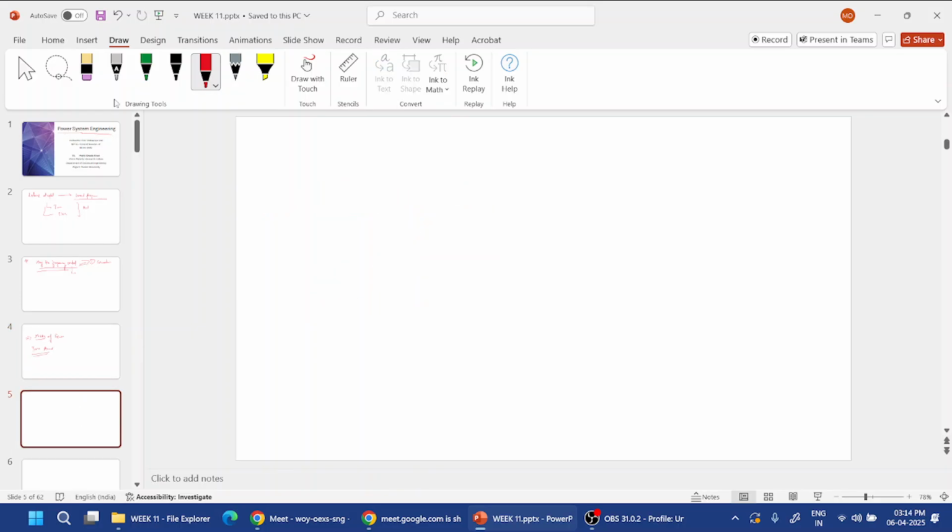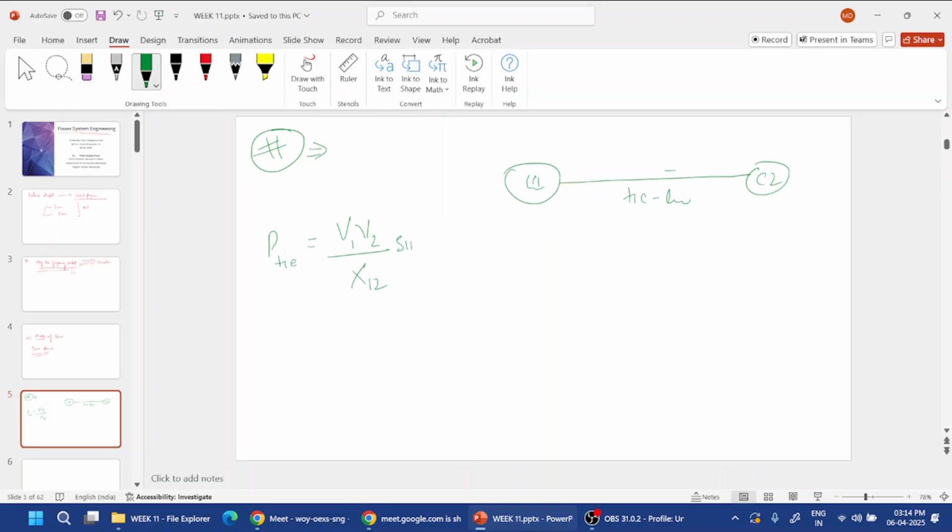Like for example, let me again revise here. Let's say there is a control area 1 and another control area 2, and we have a tie line connected to them. The power which will transfer on this tie line will be P tie, which is equal to V1 V2 by X12 sine of del 1 minus del 2.